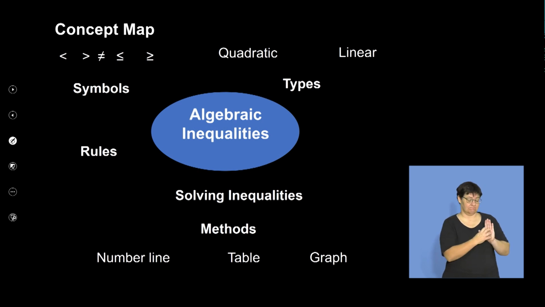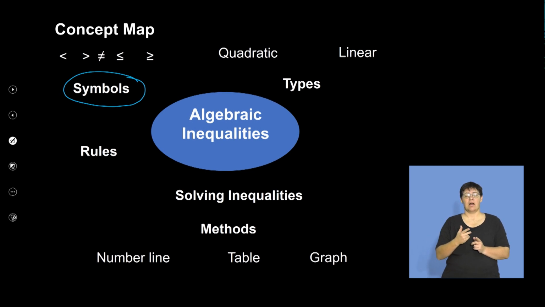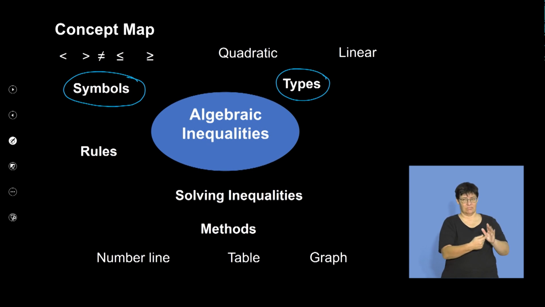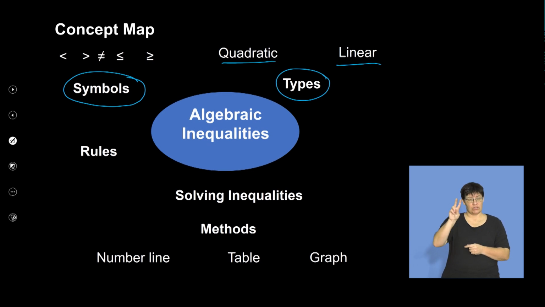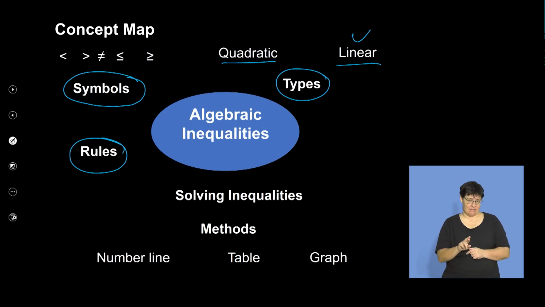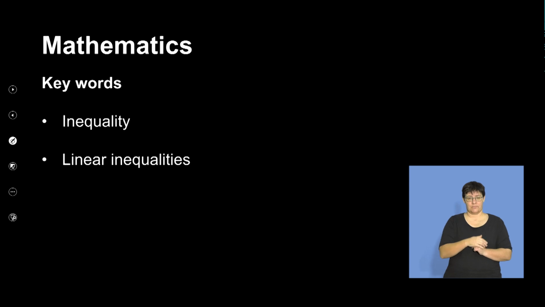Our map for this lesson, we're looking at algebraic inequalities. There are going to be symbols that represent inequalities, and there are types of inequalities, which are the quadratic and the linear, but we're going to start with the linear first. There are some rules that we need to adhere to when we're solving inequalities, and also there are 3 methods that we normally employ, and you can always choose whichever one works best for you.